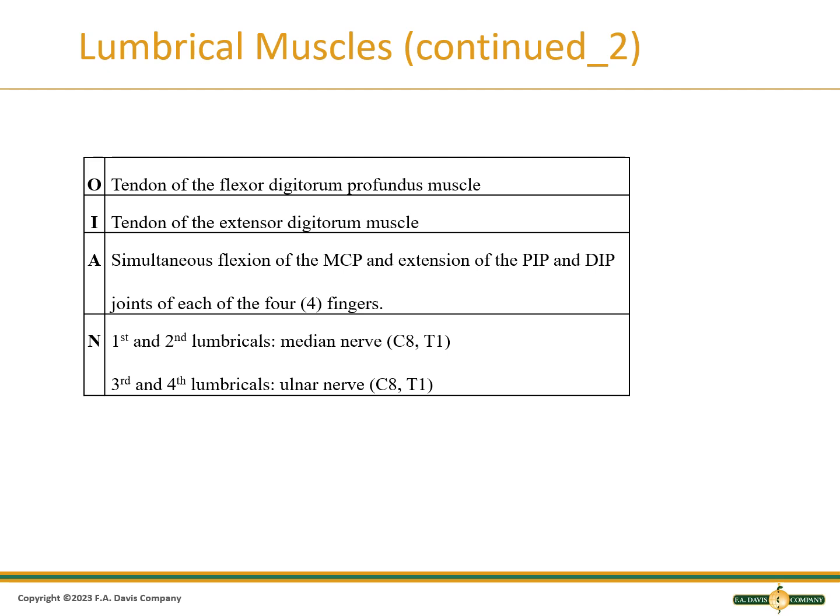The innervation for our lumbrical muscles is going to be the median nerve for our first and second lumbricals because they are located more laterally in our hand, and then the ulnar nerve for our third and fourth lumbricals because they are located more medially in our hand.